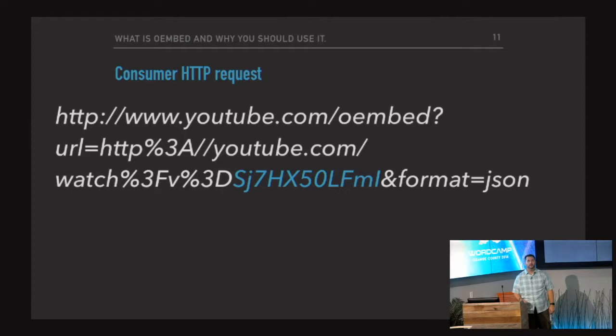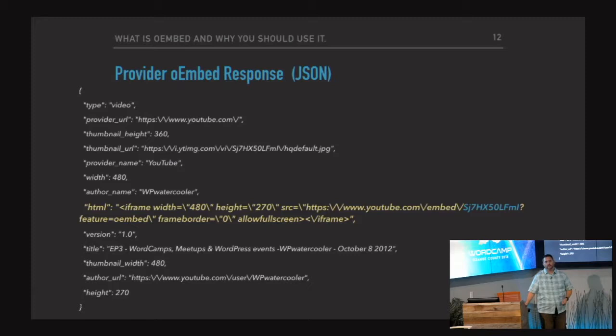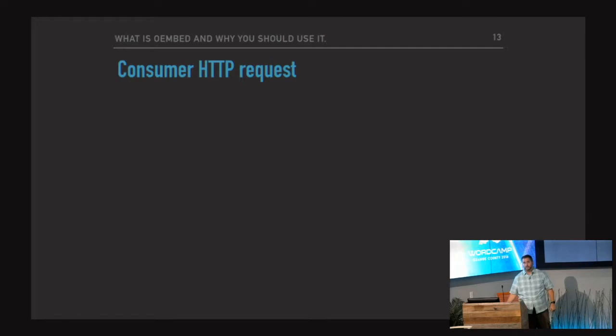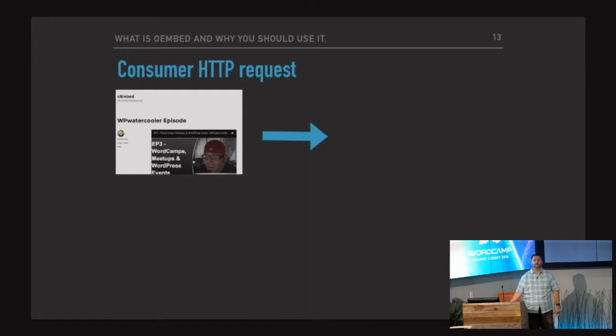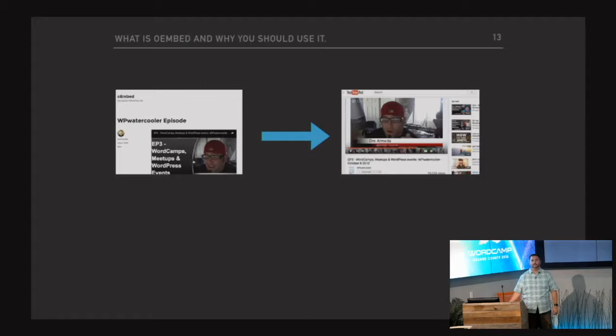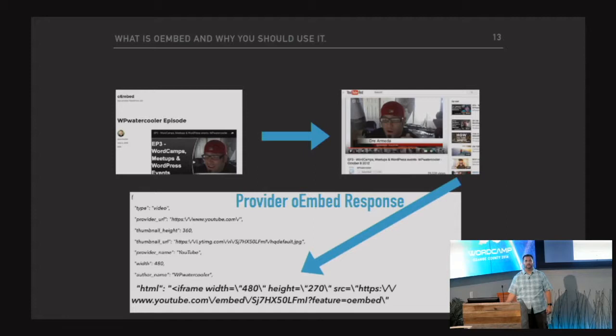So how oEmbeds work is that you end up with a consumer HTTP request. It's taking the URL that you're using, and it's formatting it to give it to YouTube and saying, "Hey YouTube, I need an oEmbed. Give it to me. What can you give me?" And so what it does is it responds back with a JSON response, and the JSON response comes back to the WordPress site. So this is from the WordPress site over to the YouTube video. And then YouTube will give you that response back, and then the response gets sent back over to the WordPress site.